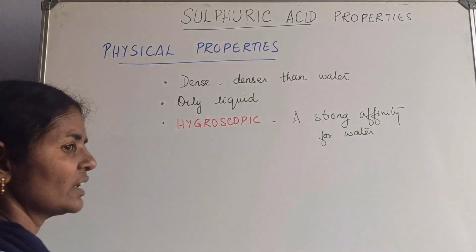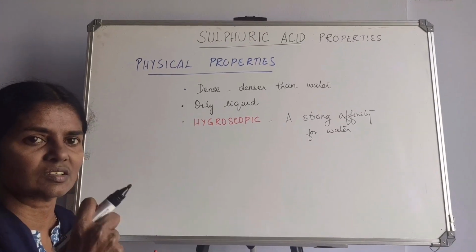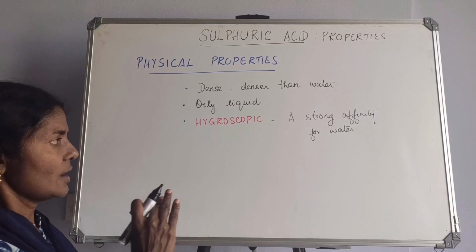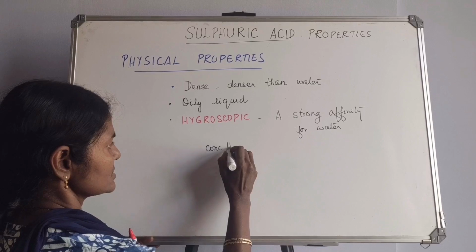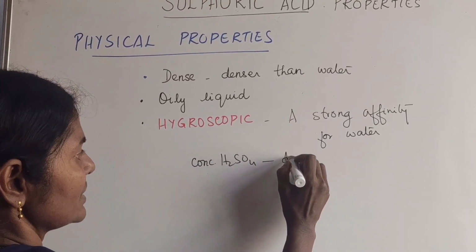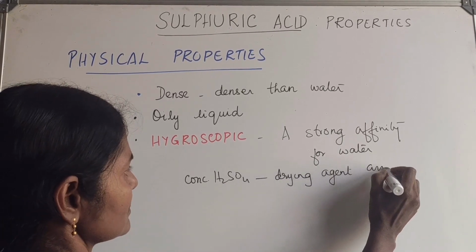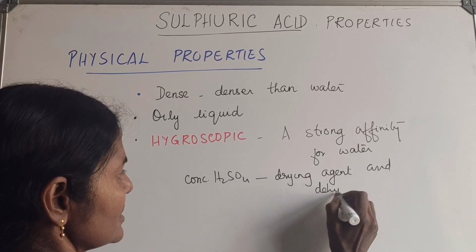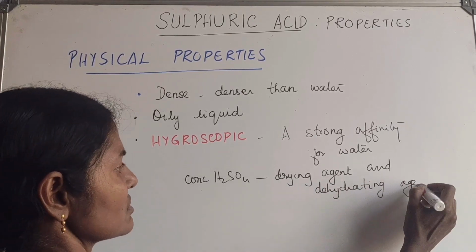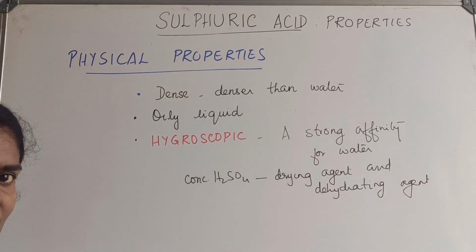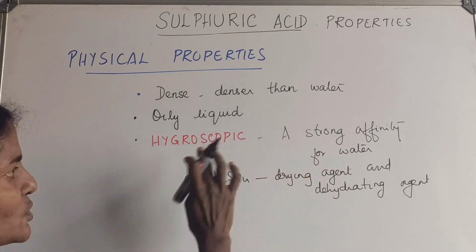That's why wherever you have sulfuric acid, it can just absorb moisture. Wherever moisture is present, water is present, it can just absorb it. And that is the reason why sulfuric acid is used as both a drying agent and a dehydrating agent. Drying is superficial. Dehydrating agent means it will absorb moisture from the structure of the compounds. So that's because of its hygroscopic nature.